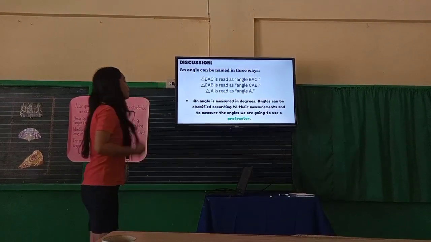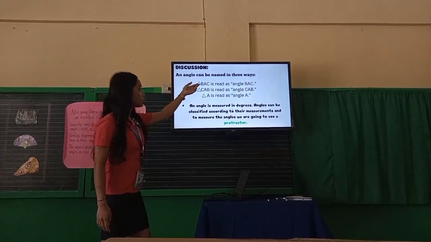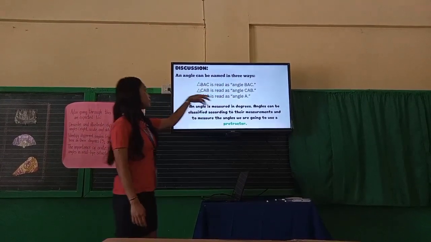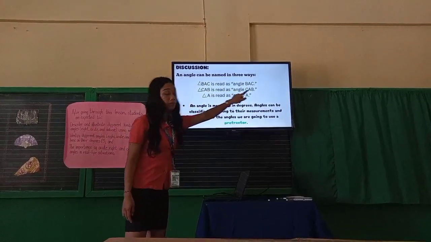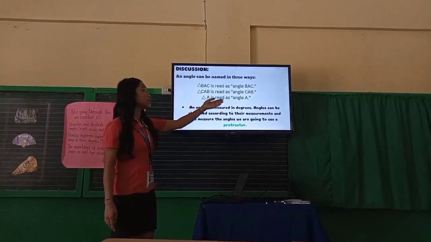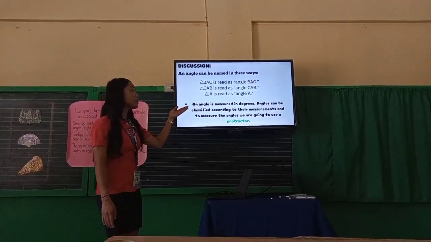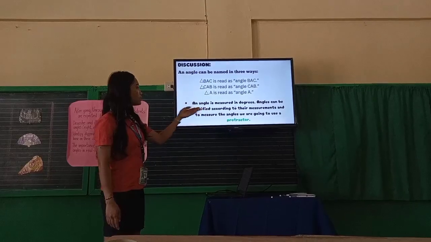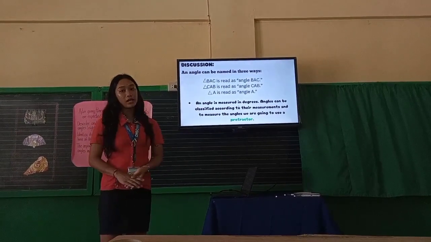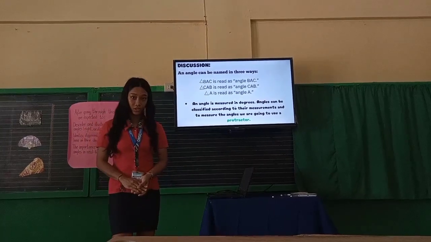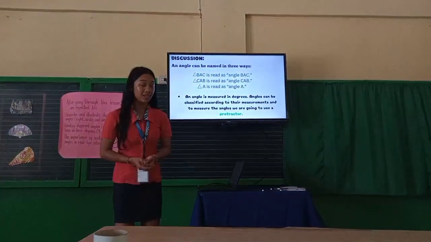So, an angle can be named in 3 ways. This one is read as angle BAC. This one is read as angle CAB. And this one is read as angle ABC. So an angle is measured in degrees, and angles can be classified according to their measurement. And to measure the angles, we are going to use a protractor. We have 3 different kinds of angles.